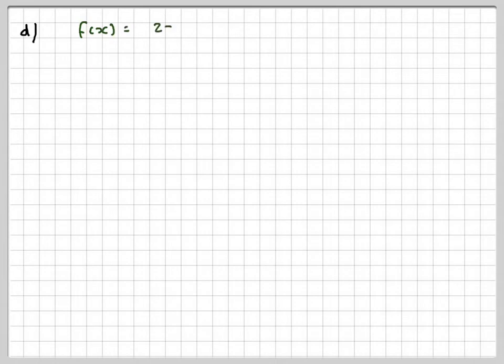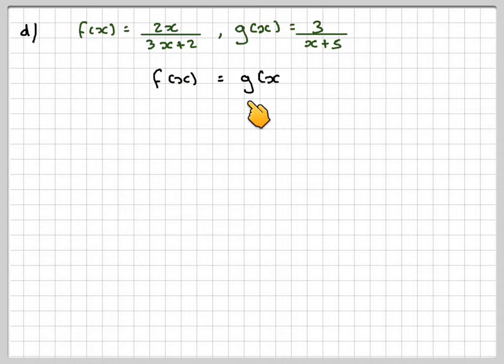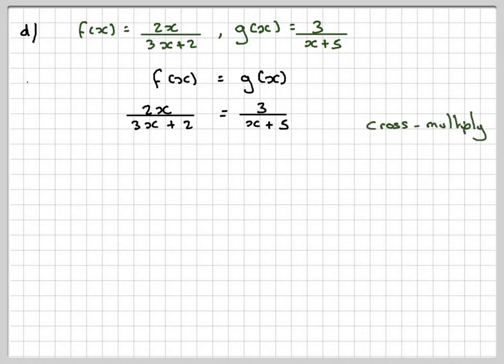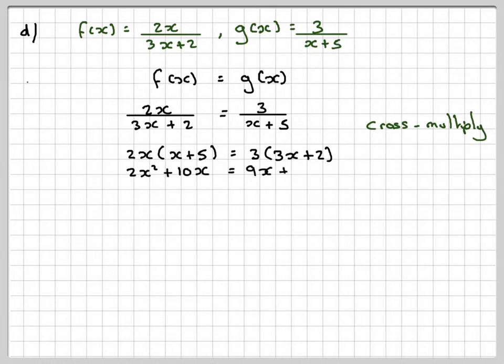Then finally, we have to solve f of x is equal to g of x. So we put 2x over 3x plus 2 equal to 3 over x plus 5. Now to solve something like this, we just need to cross multiply. So we're going to have 2x times x plus 5 is equal to 3 times 3x plus 2. Expanding the brackets, we're going to get 2x squared plus 10x is equal to 9x plus 6.